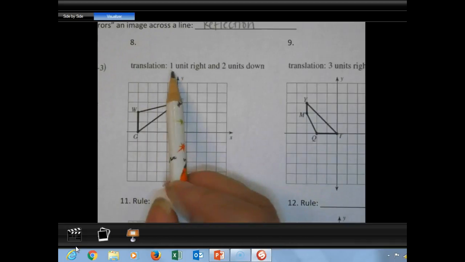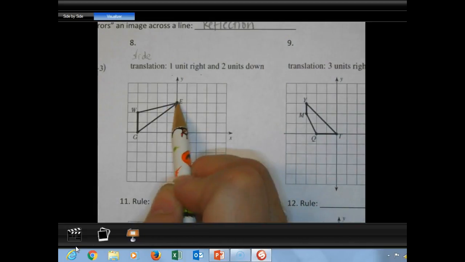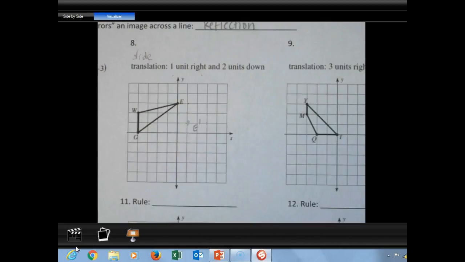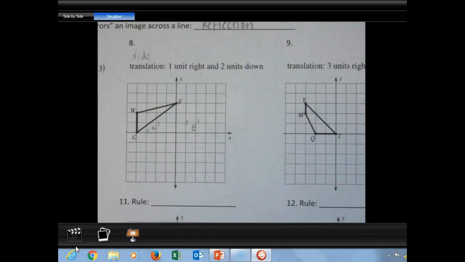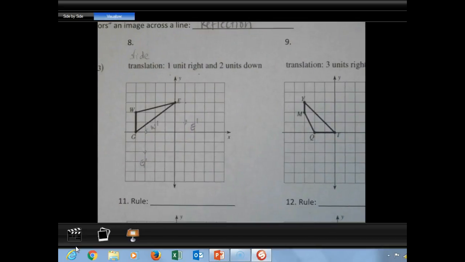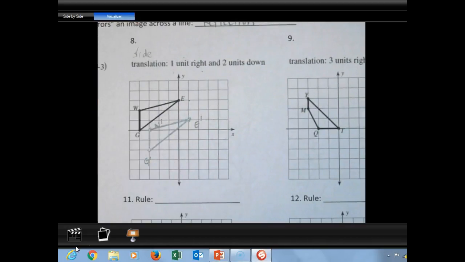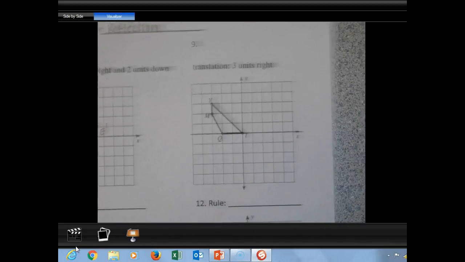Okay? Translation. So this means we're just going to do the slide, right? So 1 unit right, 2 units down. Each point, you take 1 unit right, 2 units down. This becomes my new prime point. That's all we're doing. We're just sliding this image. We take our straight edge and connect these points. And now we have a translated image, which means we slid this whole image 1 unit right, 2 units down. Did everybody get that one right? Yeah. Good. The translations are easy.